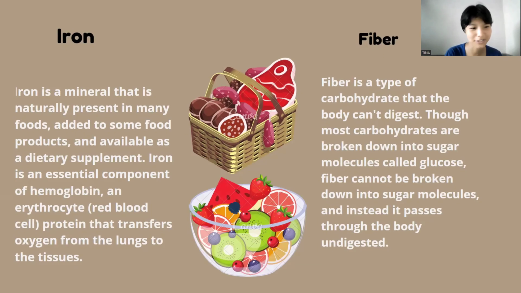And this is iron and fibers. Iron is the mineral that is naturally present in many foods, added to some food products, and available as a dietary supplement. Iron is the essential component of hemoglobin, which is the type of protein that is in our red blood cells. The erythrocyte is also known as the red blood cell, and it transports oxygen from the lungs to our tissues.